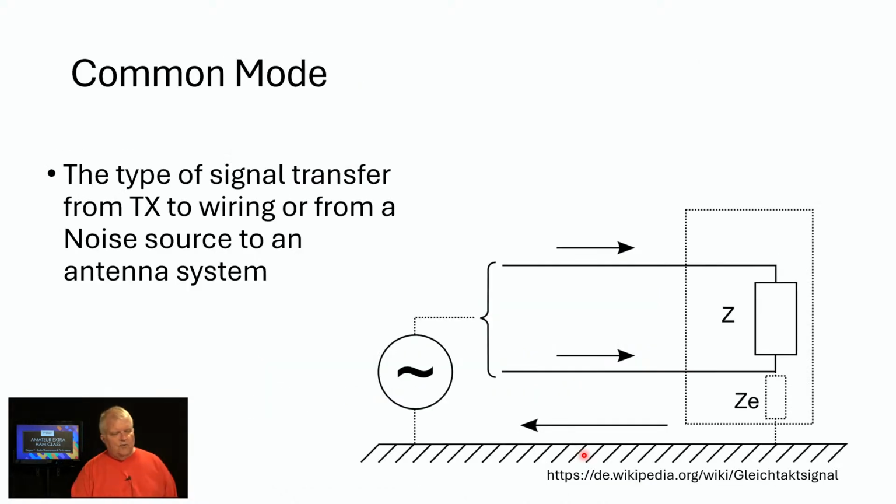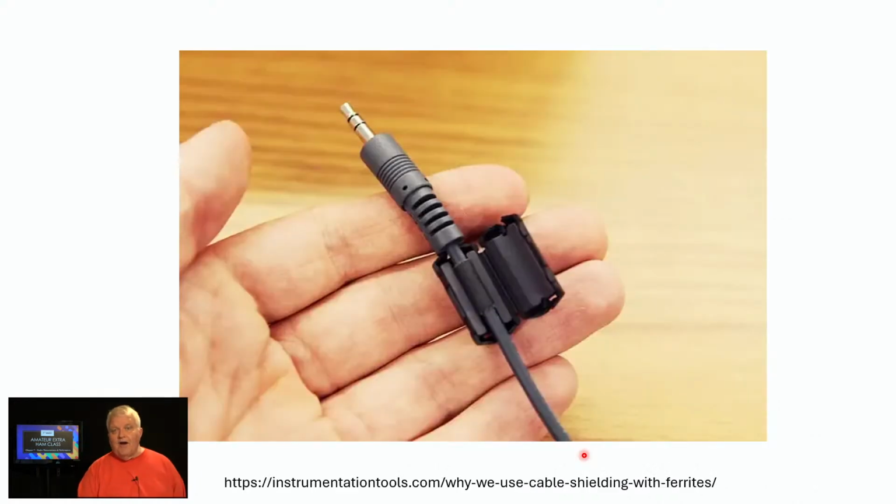It's a kind of signal transfer from transmitters to wiring, or from a noise source to an antenna system. Common mode. And one of your friends in eliminating common mode, remember, ferrites are your friend. Common mode signals can be blocked by adding inductive reactance on the outside of a cable. Just by putting these ferrites on there, you can reduce a lot of noise to receive signals. Even on the coax coming into your shack, if you go down to my shack, you'll see I've got ferrites on all of the lines coming from my antennas just to try to block some of the common mode.